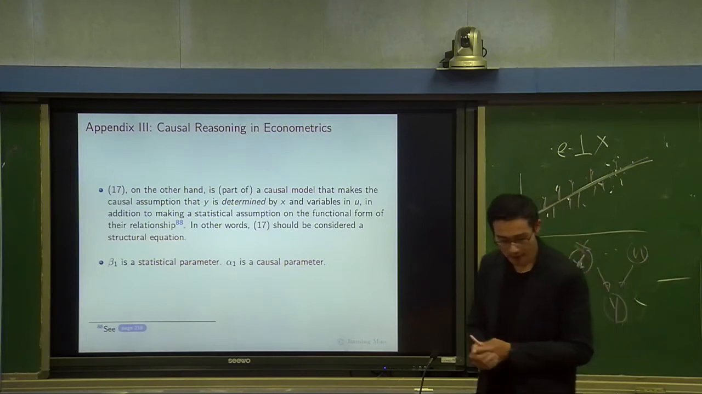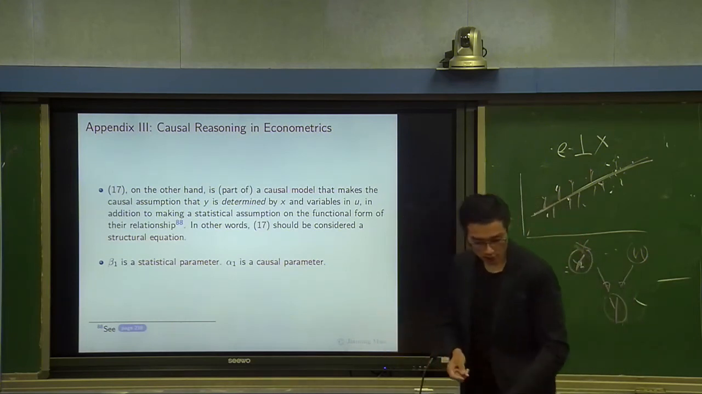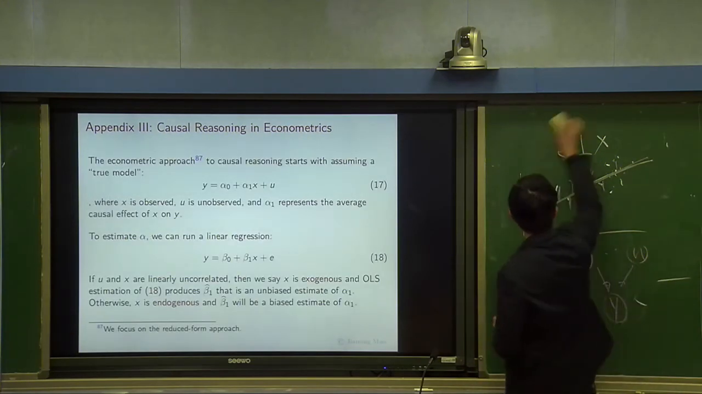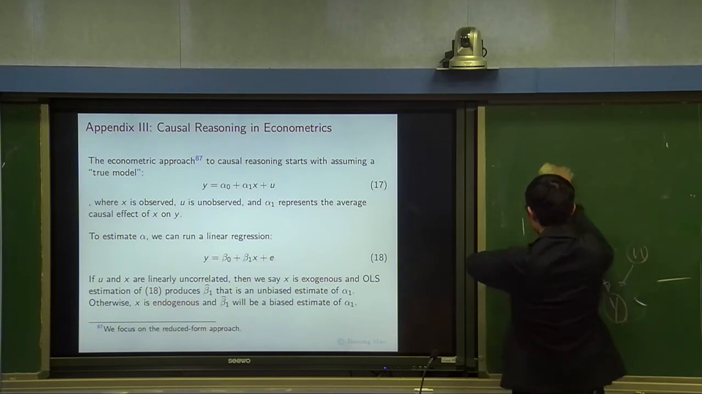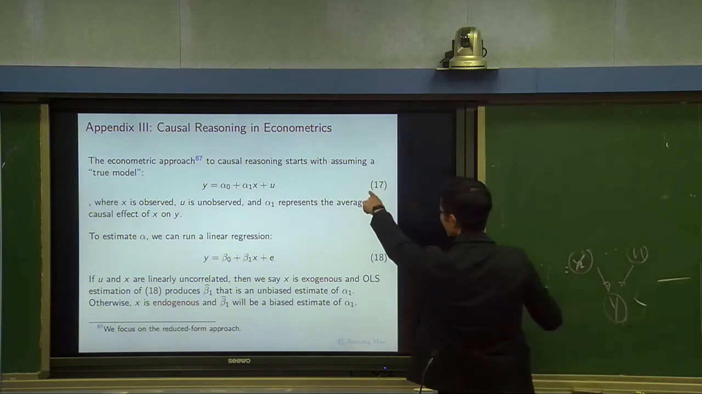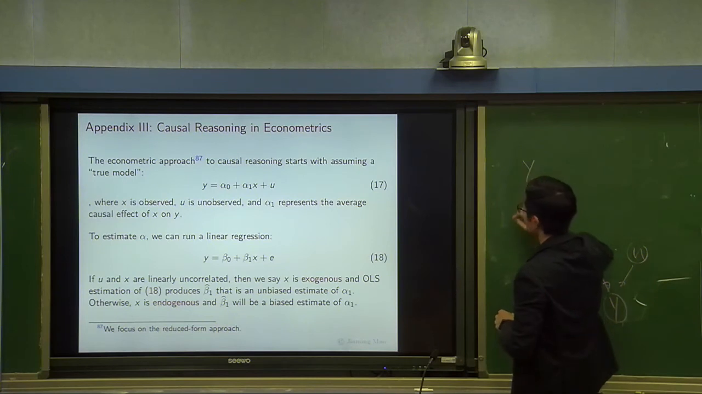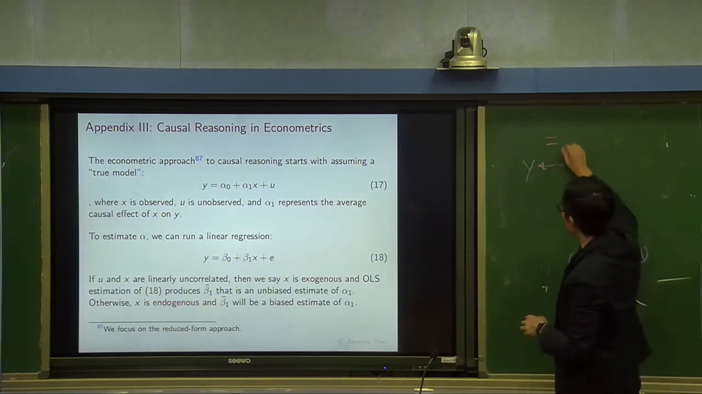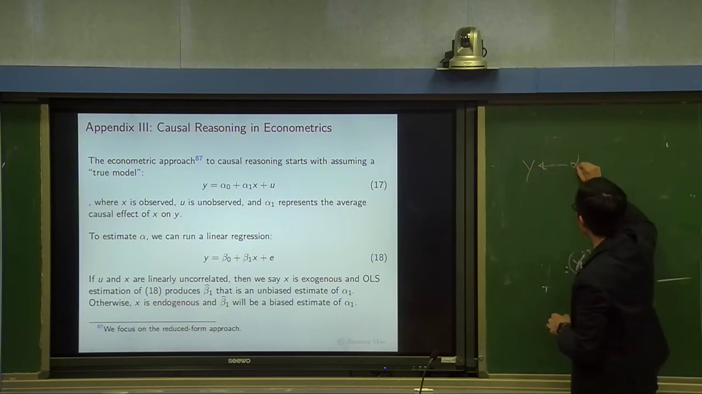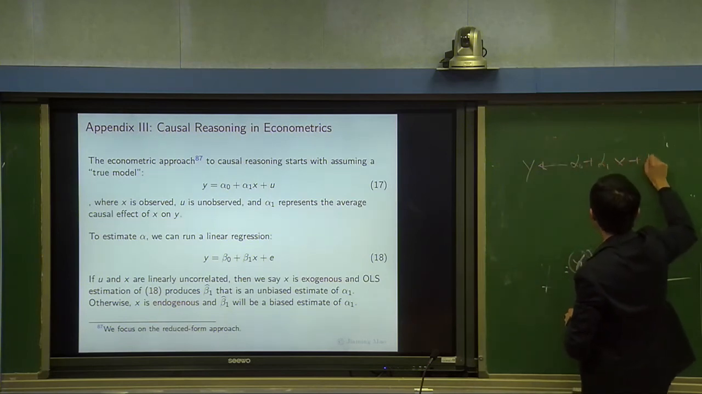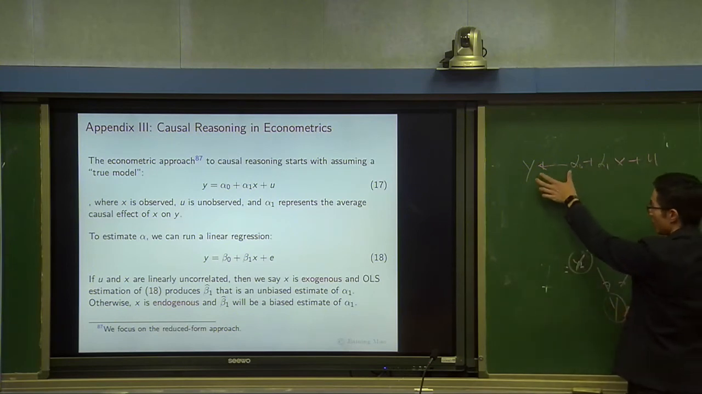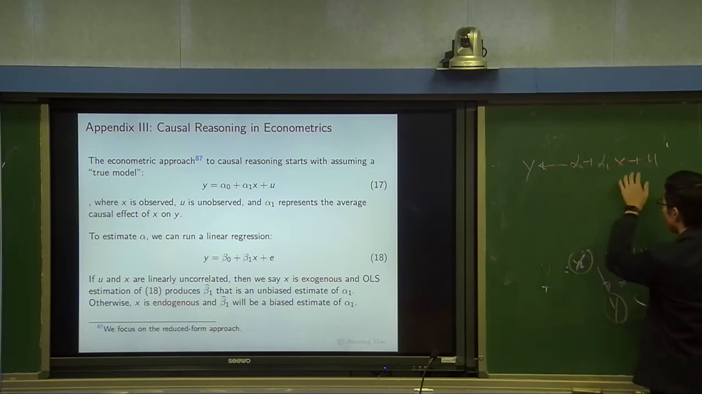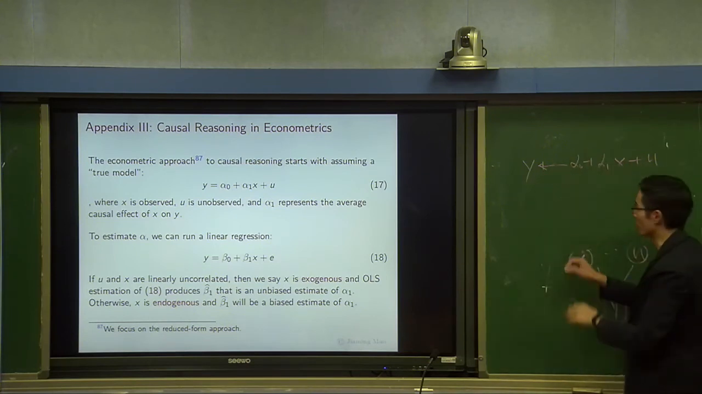The second criticism: it would be better, if we treat equation 17 as a causal model, to write it not with an equal sign, but as alpha 0 plus alpha 1 x plus u leading to y. It's better to write it this way because I like to use this notation to mean that this is a causal relation. X and u cause y, not just equal.